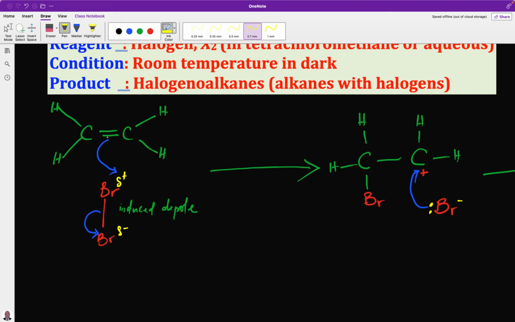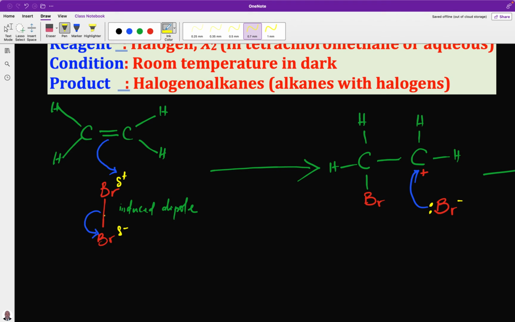The curly arrow does what? It indicates the movement of a pair of electrons. The pair of electrons of the pi bond will be donated to this bromine, the bromine having the partial positive end. So when a pair of electrons is donated here, what happens? A bond is formed between carbon and the bromine. Now there was heterolytic fission.